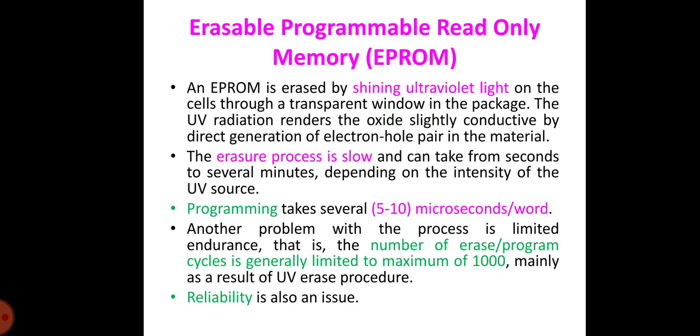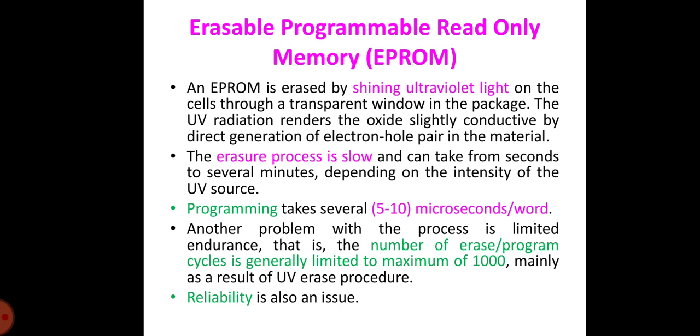And now let us focus on erasable programmable read-only memory. An EPROM is erased by shining ultraviolet light on the cells through a transparent window in the package. The UV radiation renders the oxide slightly conductive by the direct generation of electron-hole pairs in the material. The erasure process is slow and can take seconds to several minutes depending upon the intensity of the UV source. Programming takes several minutes.